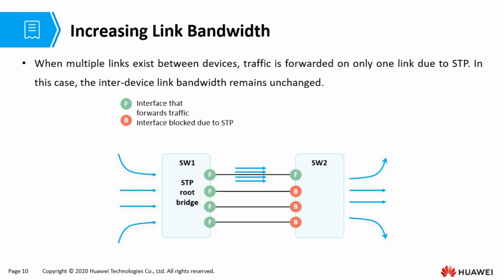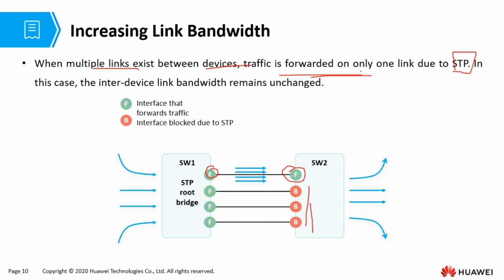So you have multiple links existing between the devices, but if you enable STP on all the links, that means the traffic will be forwarded by only one link. So in this scenario, it will go into forwarding on the first link, using the interface here. The other link, you are going to block it. So in this case, the inter-device link bandwidth will remain unchanged.